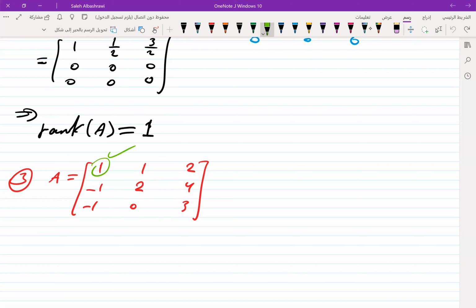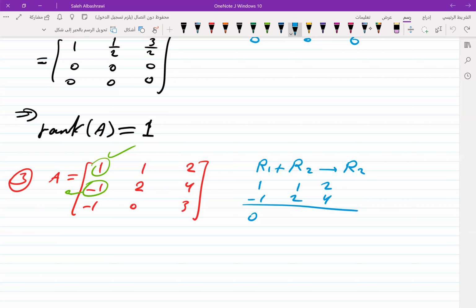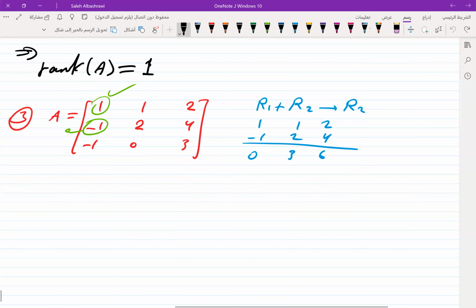First element equal to 1. It's okay. No need to swap anything. Just keep it there equal to 1. Now the second one, I need to keep this equal to 0. To do that, let's add R1 plus R2 and put it in R2. We have 1, 1, and 2. The second row is minus 1, 2, and 4. I will have 0, 3, and 6. This will be the new row for the matrix.